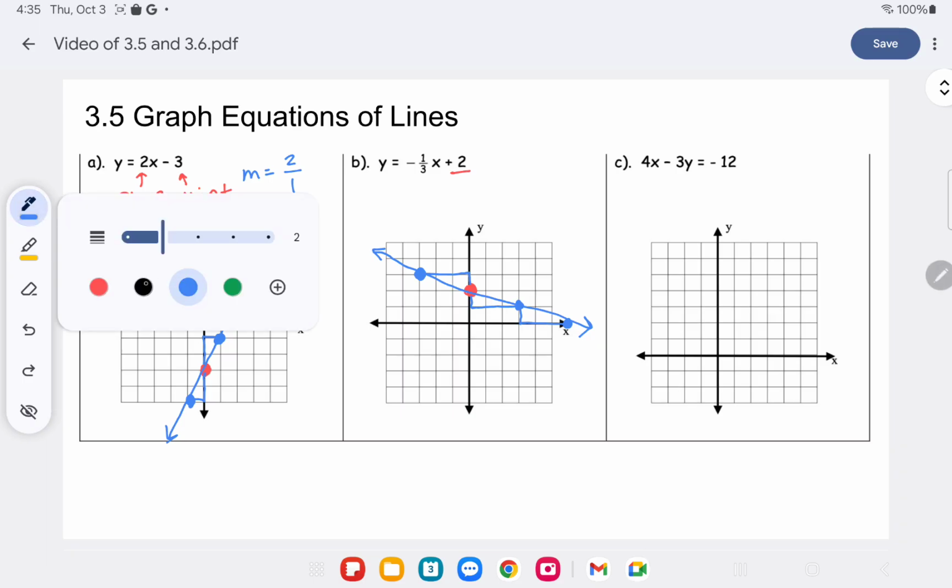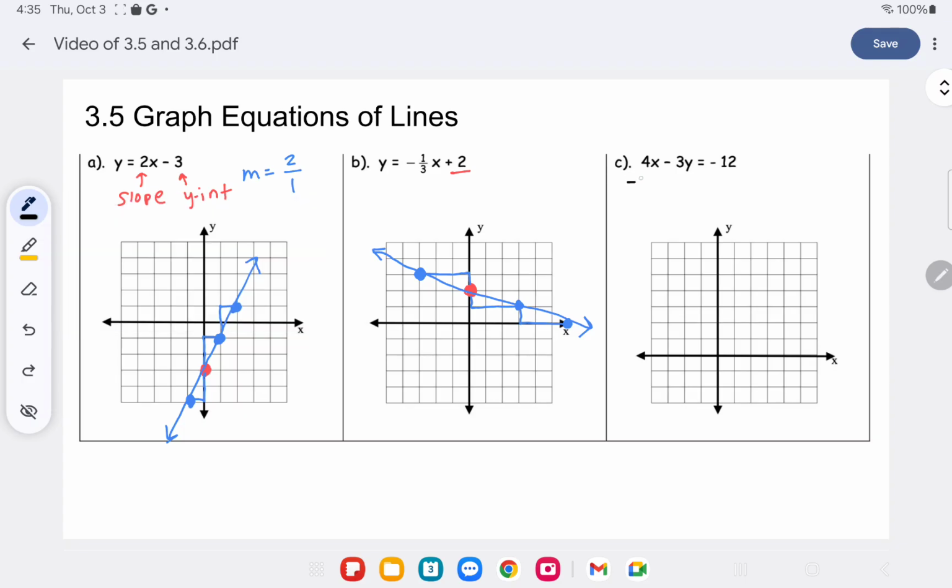For the next example, it is not in slope-intercept form. The first thing I'm going to do is rewrite the equation so that it is in slope-intercept form by solving for y. So first I'm going to subtract 4x from both sides. So I have -3y equals -4x minus 12. I'm putting the -4x in front of the -12 since in slope-intercept form, the slope comes before the y-intercept. I want to put the term with the x before the constant term.